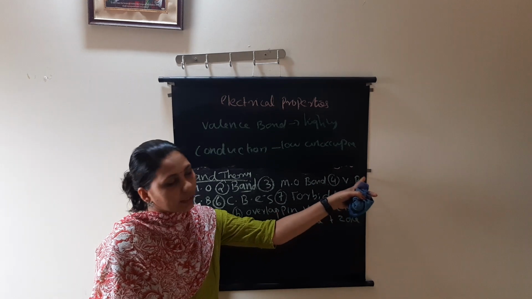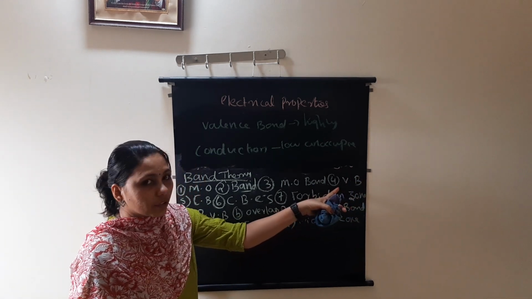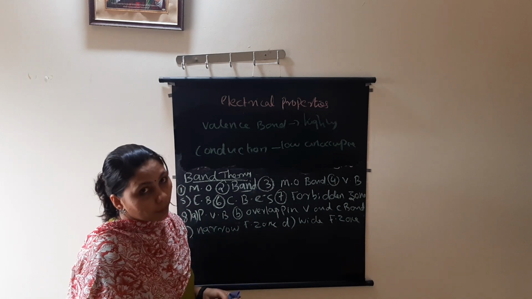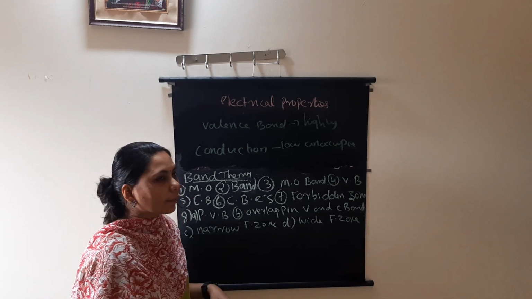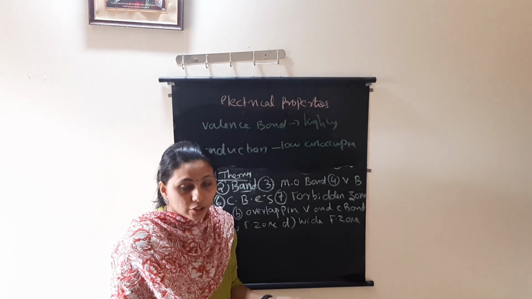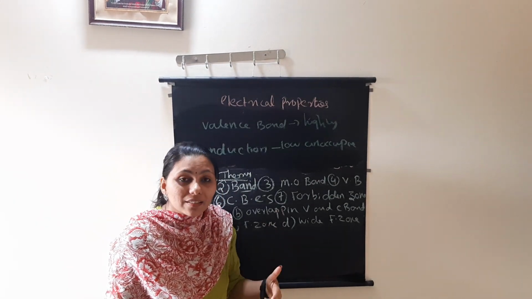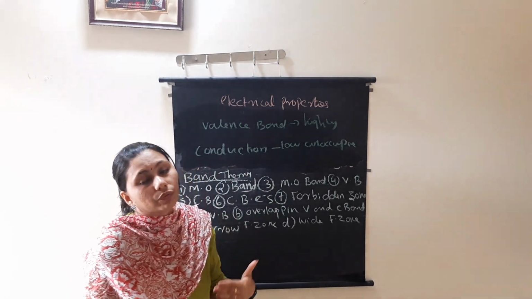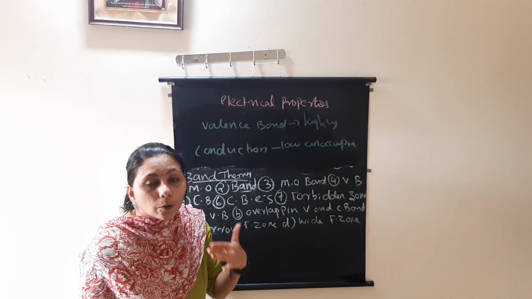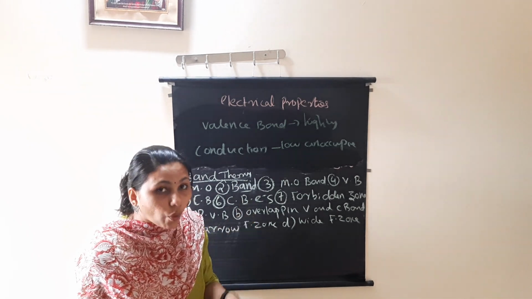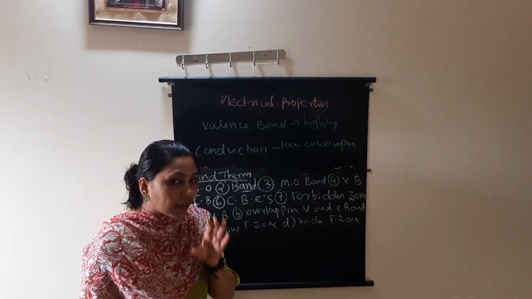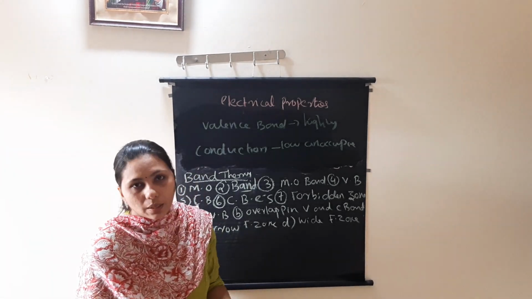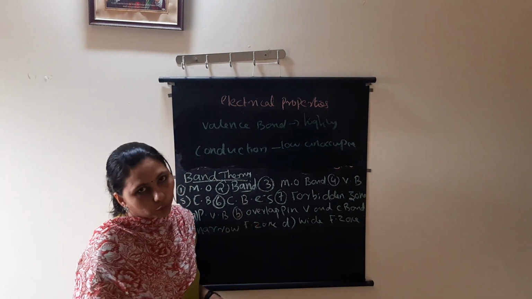The highest occupied band is known as valence band and the lowest unoccupied band is known as conduction band. The next postulate is that the electrons present in the conduction band are responsible for the conductivity of a solid material. So the electrons present in which band? Conduction band is responsible for the conductivity of any solid substance. Clear? That is the sixth postulate.